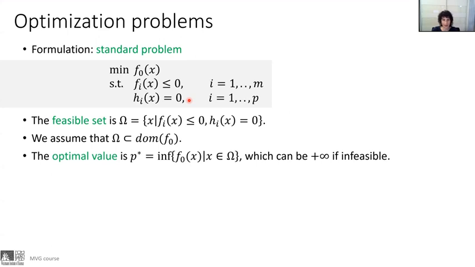We first determine what is P star. Actually, P star is the infimum of the objective over all the points in the feasible set. So you look at the smallest value only on the set of constraints Omega, and you look for the minimal value of F0. If the feasible set is empty, we say that P star is plus infinity.